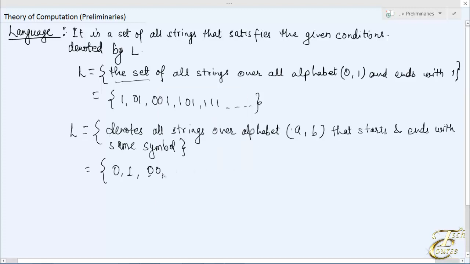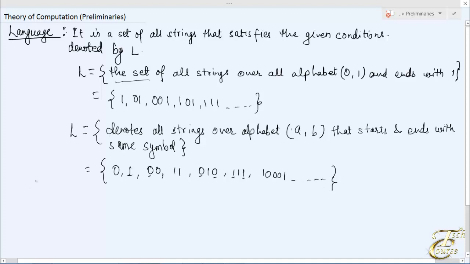Similarly, 1 1, and 0 1 0, since it starts and ends with 0. 1 1 1, since it also starts with 1 and ends with 1. Similarly, 1 0 0 0 1, and so on.